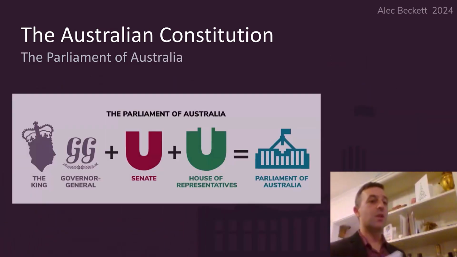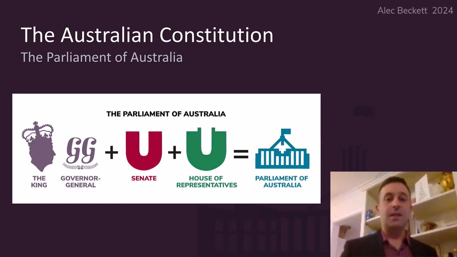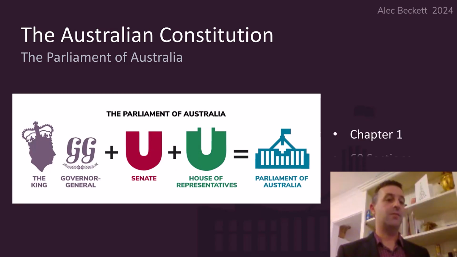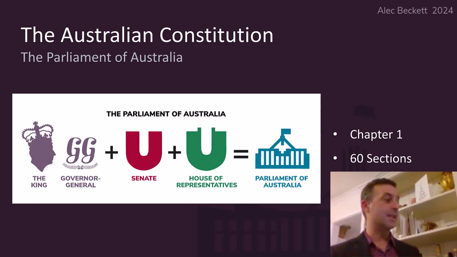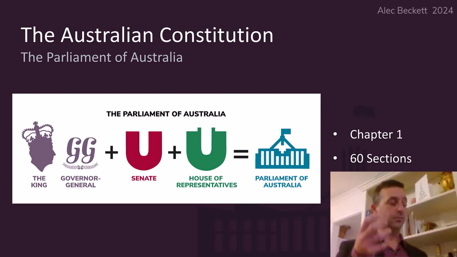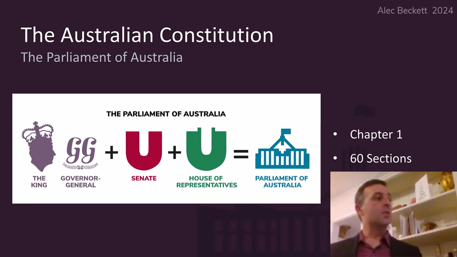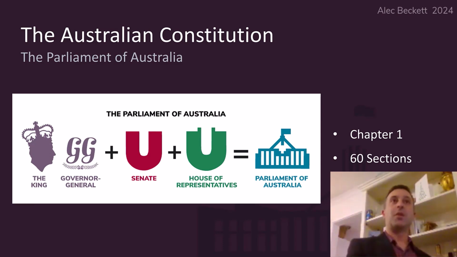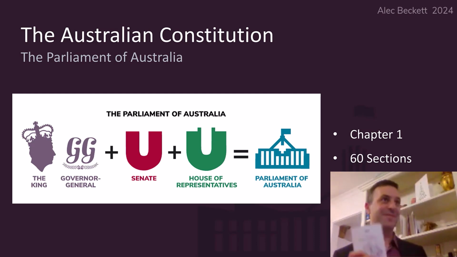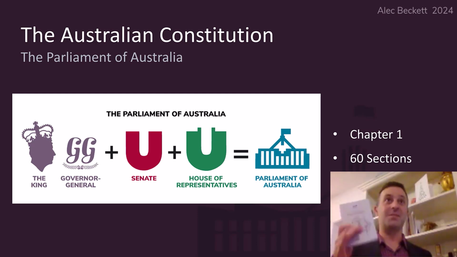Okay, the Australian Constitution. This is, I think, section 1, chapter 1, sets up the Parliament. And it basically says we're going to have a king who can be represented by the Governor-General. We're going to have a Senate, and we're going to have a House of Representatives. By the way, it's in that order as well. So that is what the Parliament of Australia is. So when we talk about the Parliament of Australia, there are these 3 components. That's chapter 1, but remember, out of 128 sections, that's 60 of them. So really, that's what this document mostly does, is set up the Parliament.